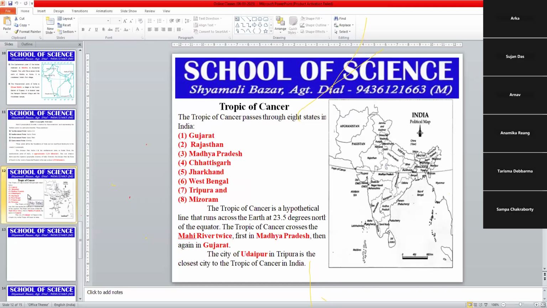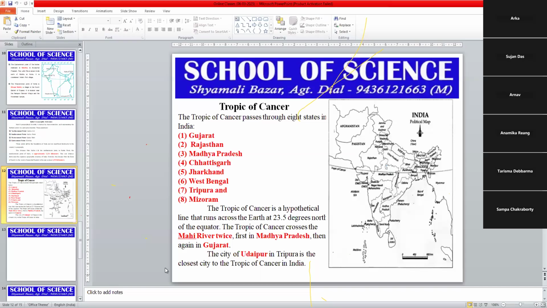Now, Tropic of Cancer. This is very, very important. See, the Tropic of Cancer passes through 8 states in India. And what are the 8 states? I just read it out for you. Gujarat, Rajasthan, Madhya Pradesh, Chhattisgarh, Jharkhand, West Bengal, Tripura, and Mizoram. See, Tropic of Cancer even passes through Tripura, 8 states.